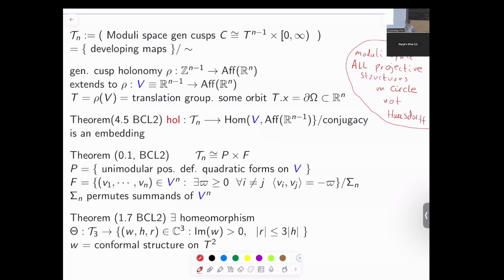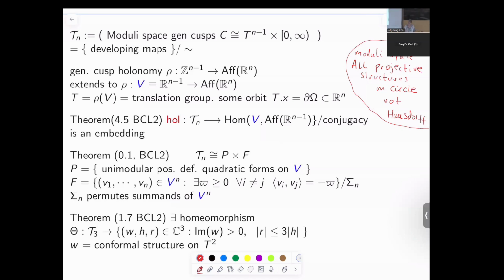So the first theorem is that the holonomy homomorphism, so if you have a projective structure, you can take its holonomy. That's a homomorphism, or an extended homomorphism, of this vector space into the affine group up to conjugacy. And the claim is this is an injective map. It's also a topological embedding. This is a homeomorphism from the moduli space, this space of developing maps up to equivalence, onto a subset of this non-Hausdorff space. So that's an embedding.